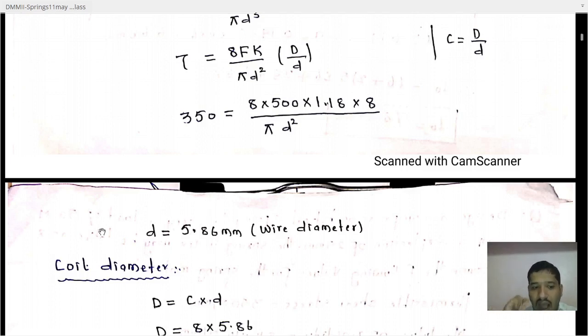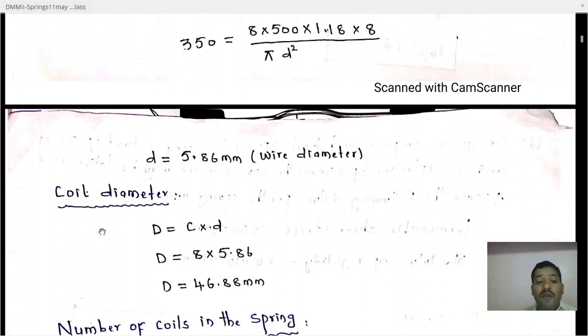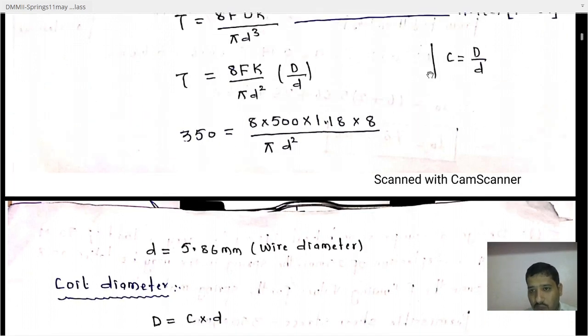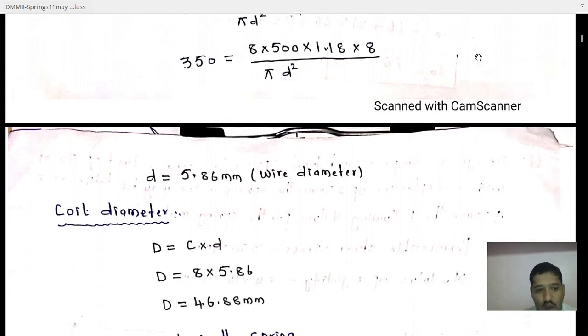Is it right? After getting d, we can easily find out the coil diameter. We know the formula. What is the formula? C equal to outer diameter by inner diameter. We have already studied this above. C is equal to D by small d. Is it right? You just have to multiply C into d, so C into d equals D. Then you can easily get the value of coil diameter.